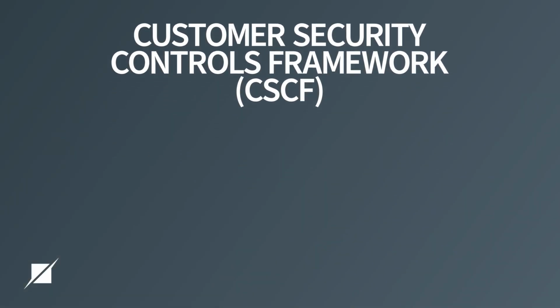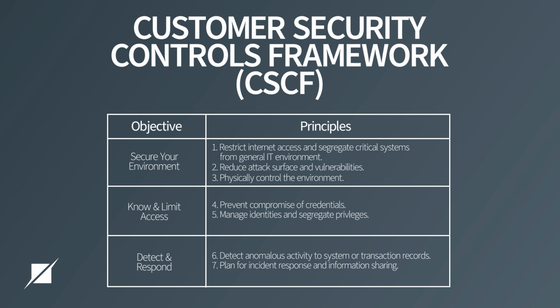It is structured into 3 main categories. The first one being secure your environment. The second being know and limit access. And the third, detect and respond. If you are familiar with PCI DSS, ISO 27001, NIST, or other frameworks, these controls will sound very familiar to you. So now you may ask, what does independent mean?